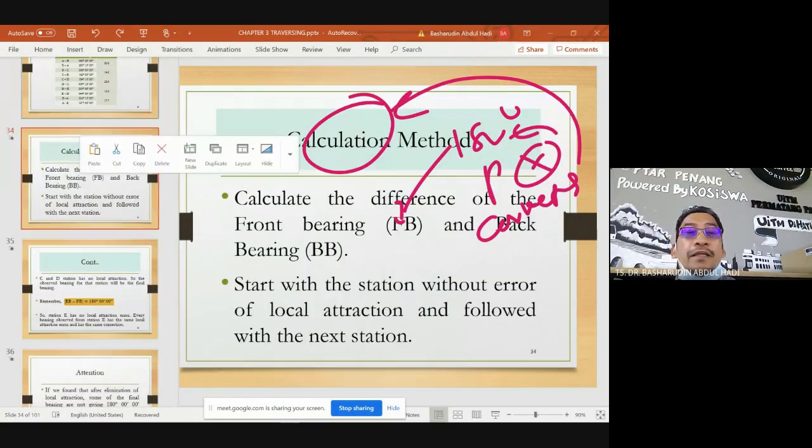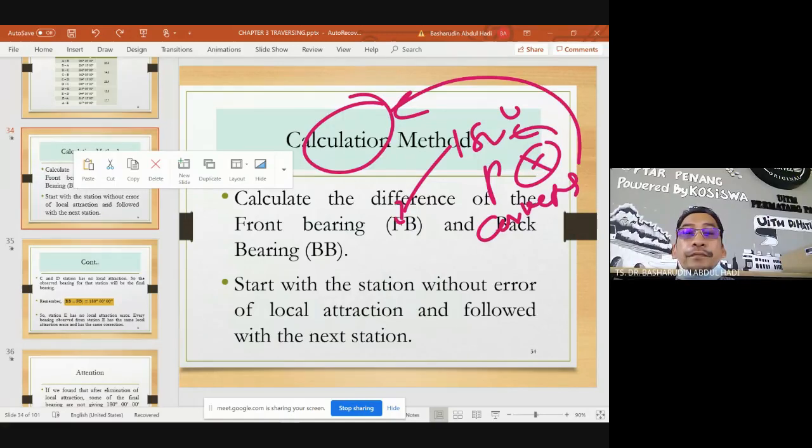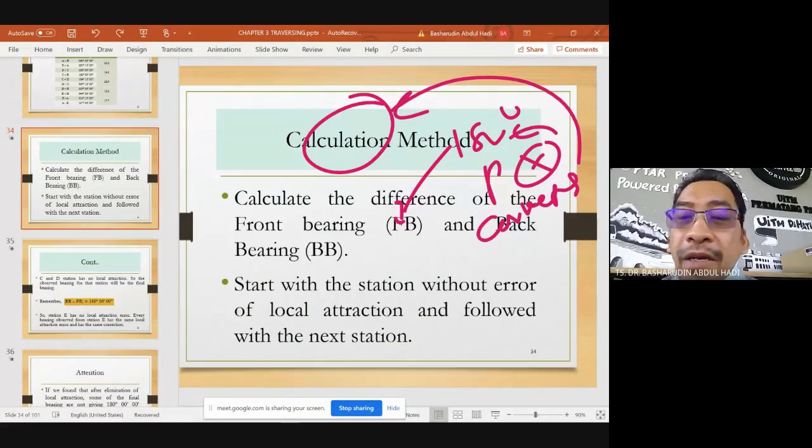So the calculation is: the difference between front bearing, or forward bearing, and back bearing is 180 degrees. So we start with the station without error of local attraction and follow with the next station. So we will learn this after this.